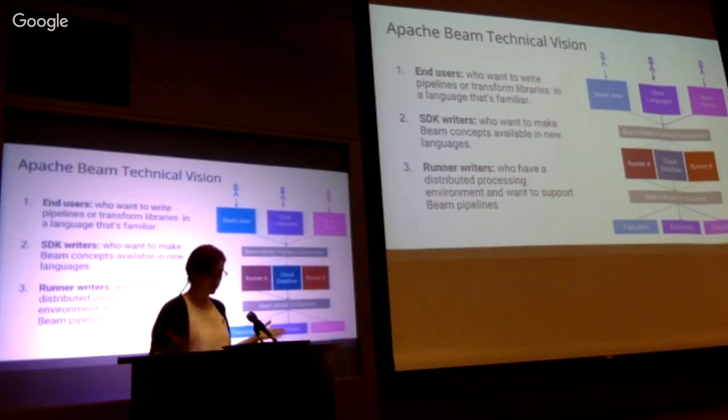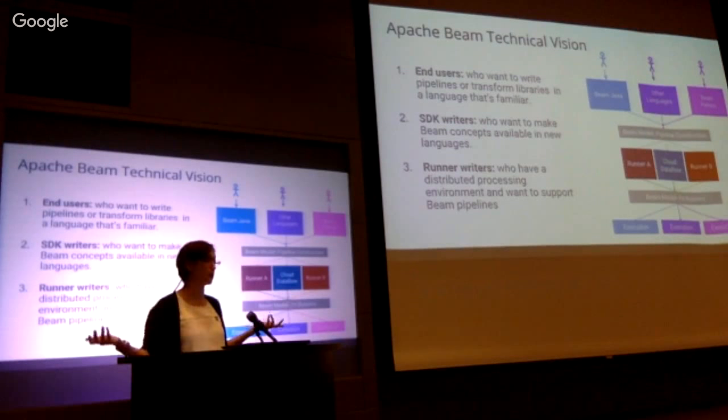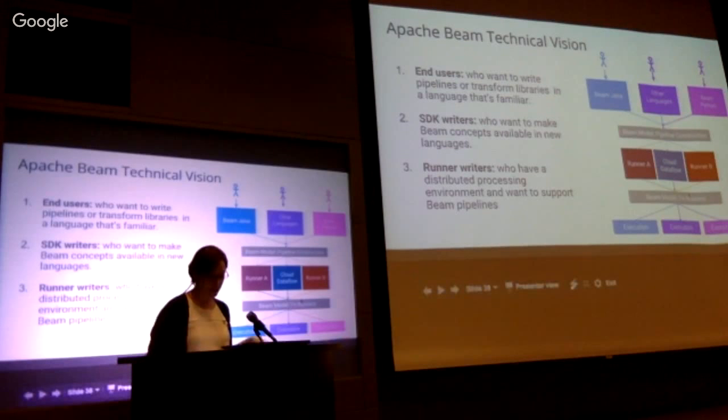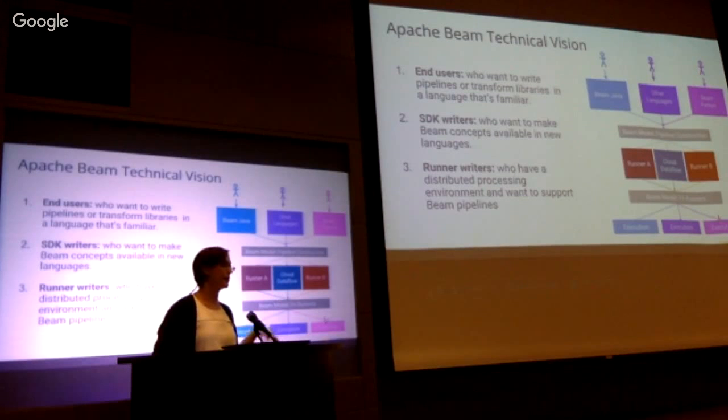And essentially, we want to support SDK writers who want to do that too, because they enable Beam to be accessible to folks who don't program maybe in Java or Python. And then we have the final group, the runners. And the Cloud Dataflow is one of the runners. But we have Flink and Spark, and we want to be able to grow that community as needed, right?